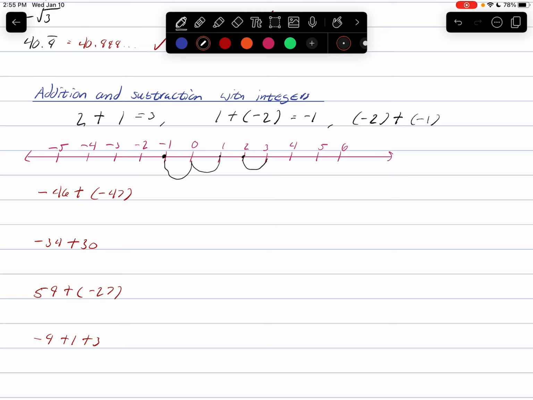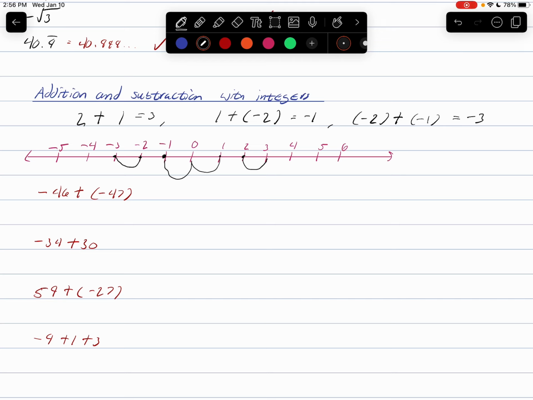But what if we tried -2 plus -1? Well, here we're starting at the point -2, and we're going to add a -1 to it. So if we add a -1 to it, we're going to move to the left 1, which is going to give us -3.